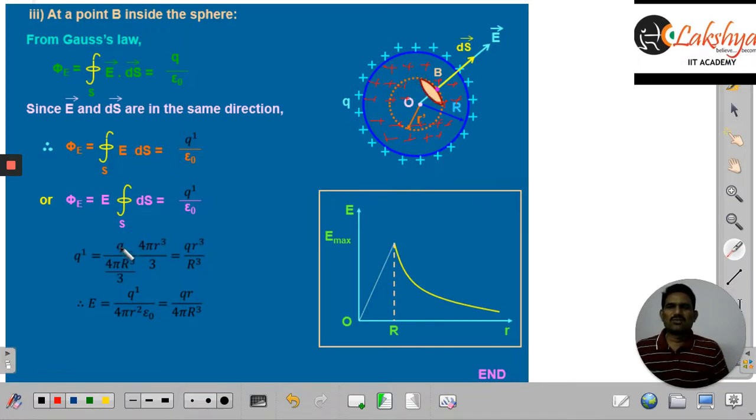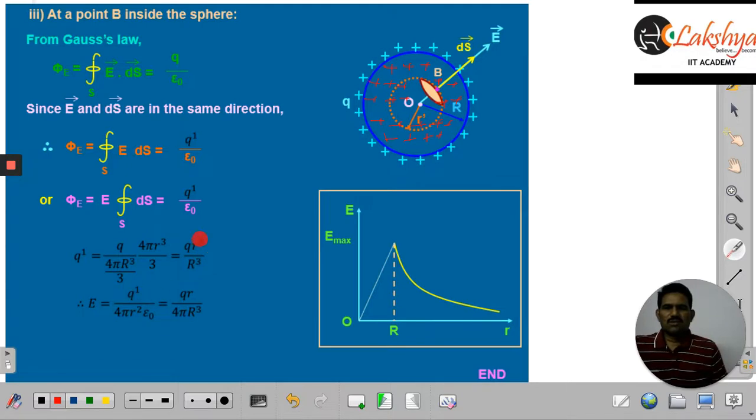So charge per unit volume is q by 4 by 3 pi R cube, into 4 by 3 pi small r cube, the volume of this Gaussian surface. That is equal to q into r cube by R cube. Then the integral of ds bar is 4 pi r square. If you substitute this, then E is equal to q dash by 4 pi epsilon naught into r square.